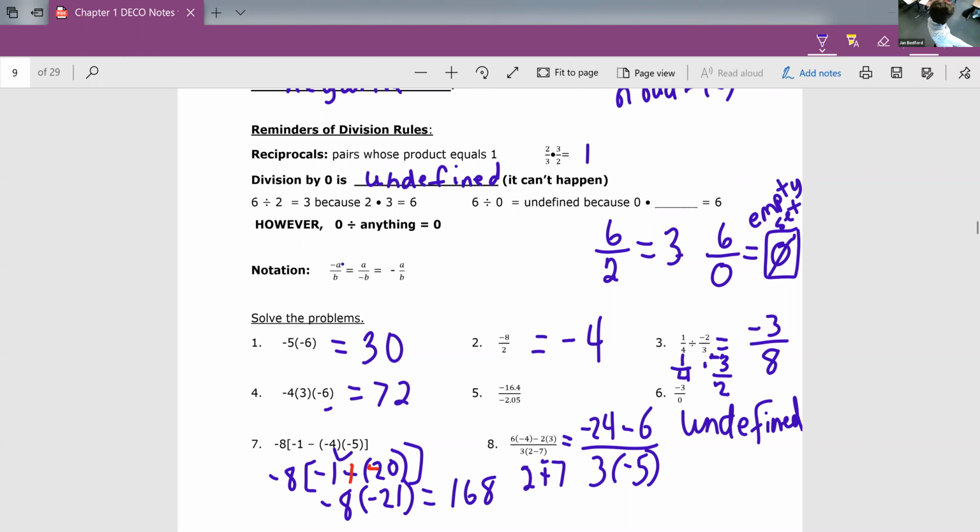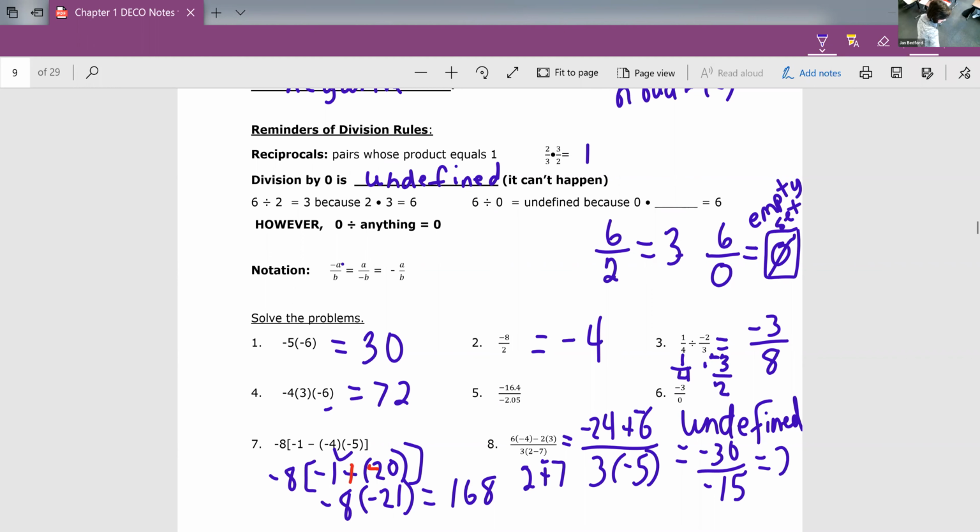So we got to finish the cleanup on the top. Negative 24, and again, I see this subtraction. So if I change it to adding the opposite, it means I've got negative 24 plus negative 6, which is a negative 30, over, now what's going to be on the denominator? Negative 15. And what's a negative divided by a negative? And the number is 2.